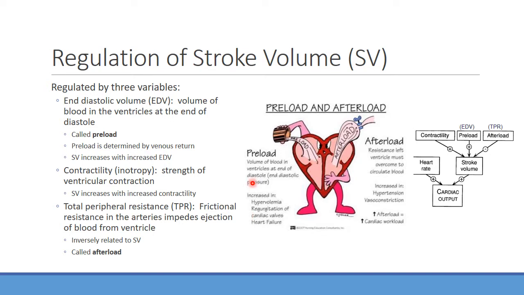That can all be affecting your preload. On the other hand, you have your afterload. Again, this is the resistance. So again, notice this little clamp here on the aorta. It's preventing blood from flowing out.